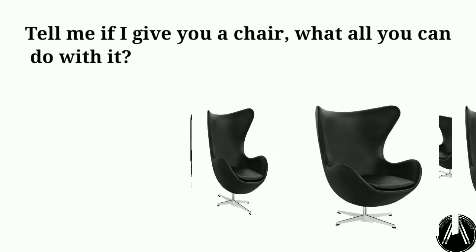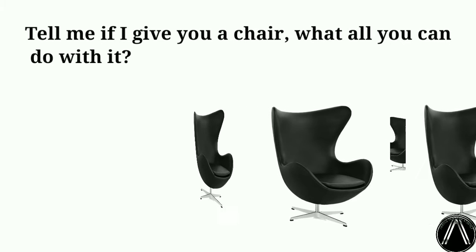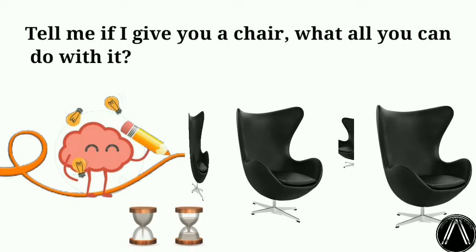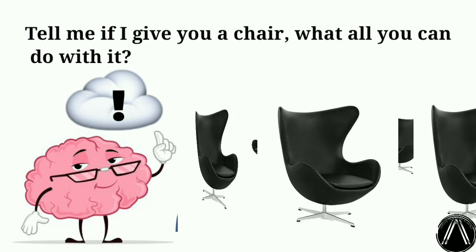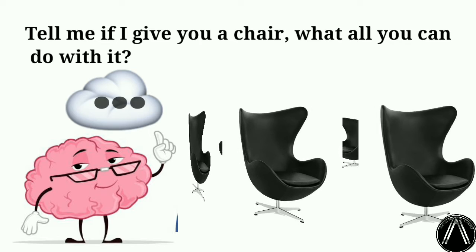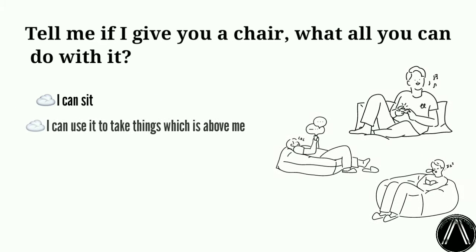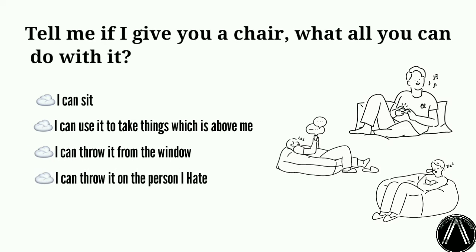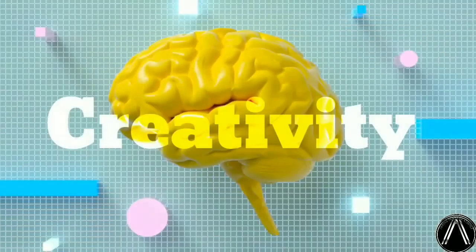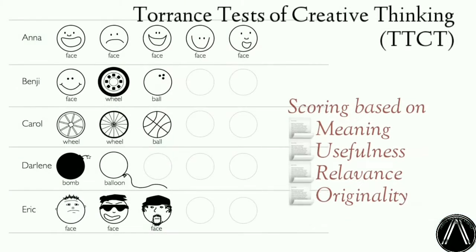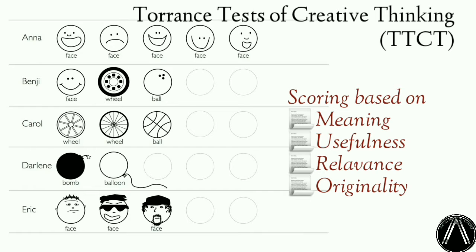For example, tell me, if I give you a chair, what all you can do with it? You can answer as creatively as you want within the time limit. Yeah, I remember what I answered when I was taking this test back in my university. My responses went like this. I can sit, I can use it to reach things which are above me, I can throw it from the window, I can throw it on the person I hate, I can participate in a rolling chair race. You see, I get creative sometimes. Scoring was done based on meaning, usefulness, relevance and the originality of your answers.